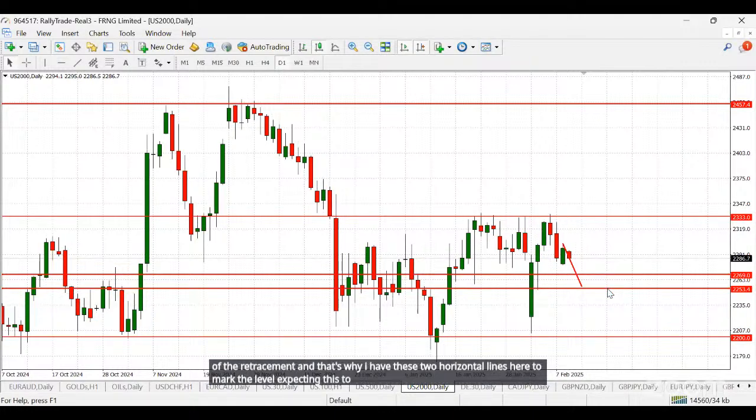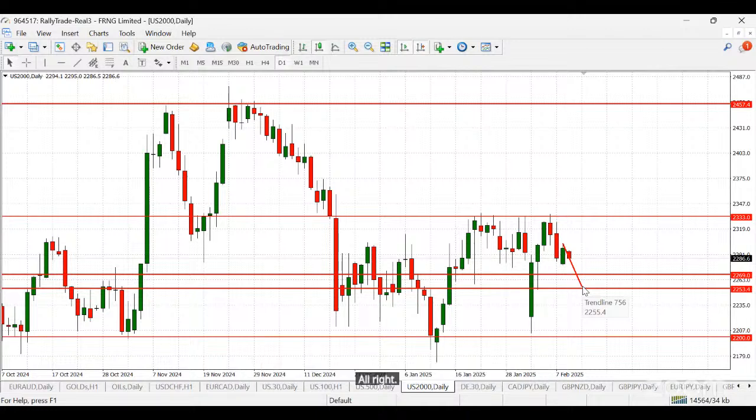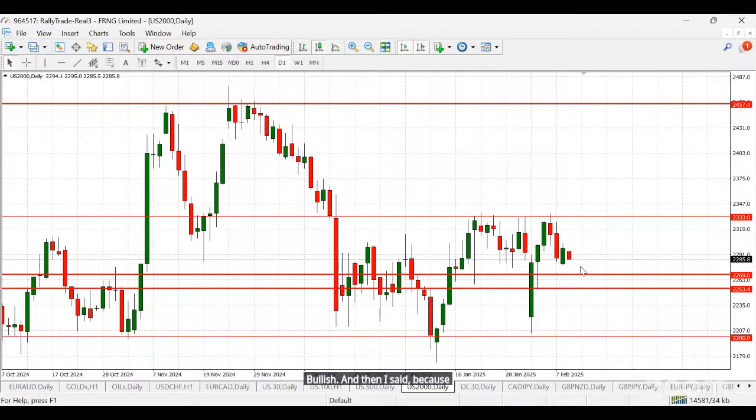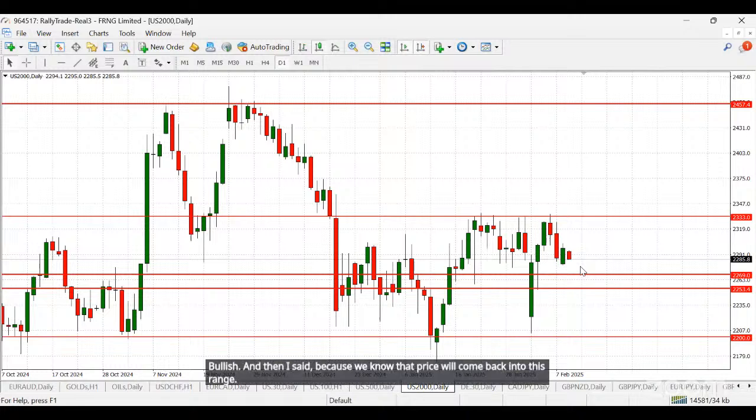Of course, that would also create a sell opportunity while we're waiting for price to come into that area. But if you sell here, that means you're taking advantage of the pullback and not necessarily the direction. So for US 2000, we're waiting for price to come into this range between the 50% level and the 61.8% level for this to get bullish. And because we know that price will come back into this range, that's also a sell opportunity.